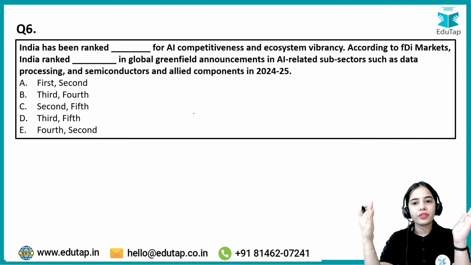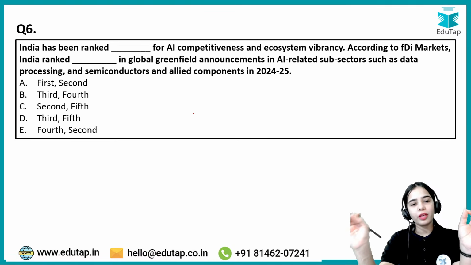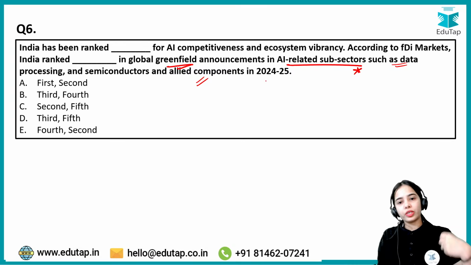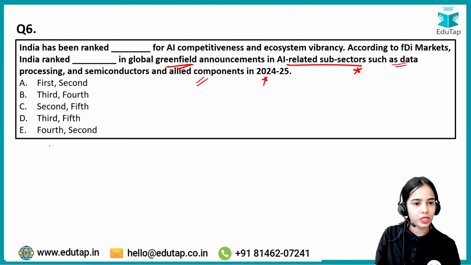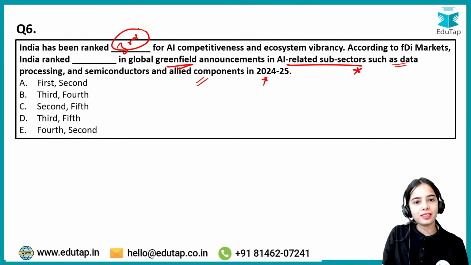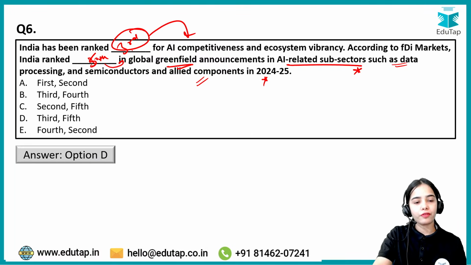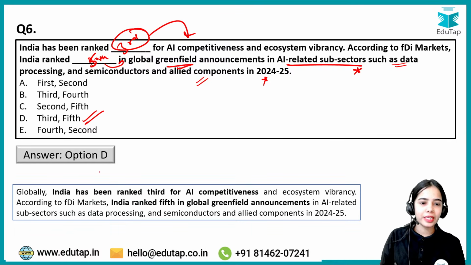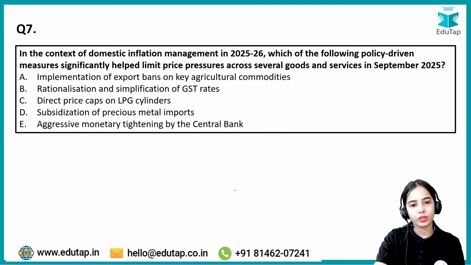For AI competitiveness and ecosystem vibrancy, according to FDI Markets, India ranked fifth in the global greenfield announcements, that is, for new projects in AI-related subsectors such as data processing, semiconductors and light components in 2024-25. India ranked third for AI competitiveness and fifth in the global greenfield announcements. So D is the answer. Very good, everyone.